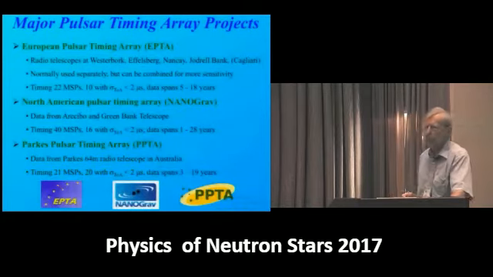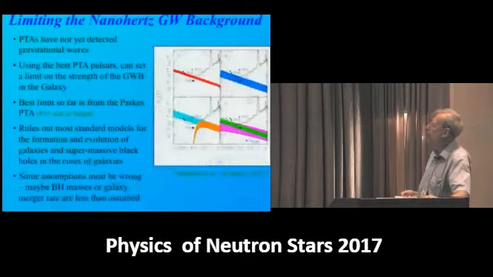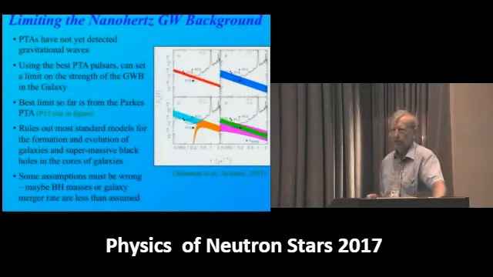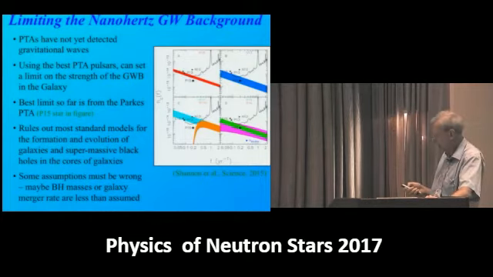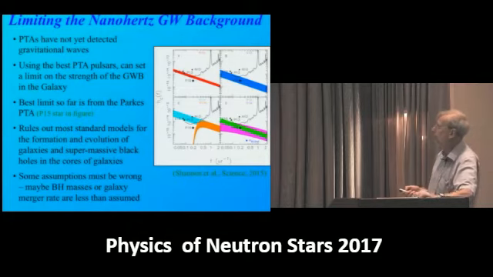There are three major pulsar timing arrays around the world: the European, North American, and the Parkes one. At the moment, we've only been able to limit the strength of a gravitational wave background at the very low frequencies that these pulsar timing arrays are sensitive to, in the nanohertz band.